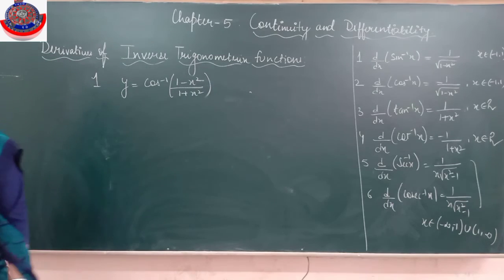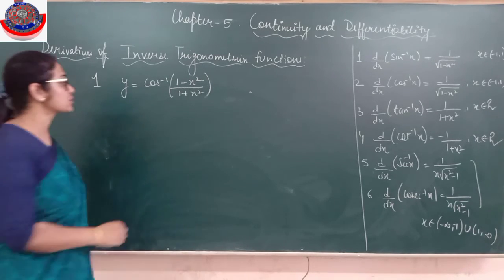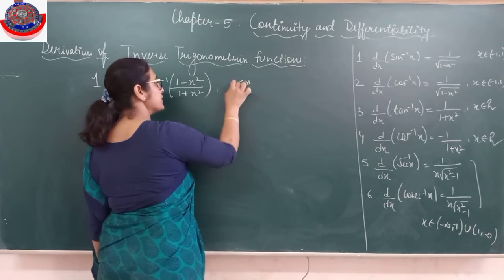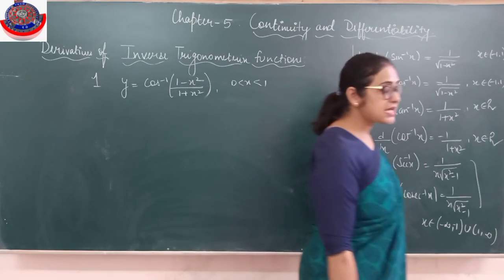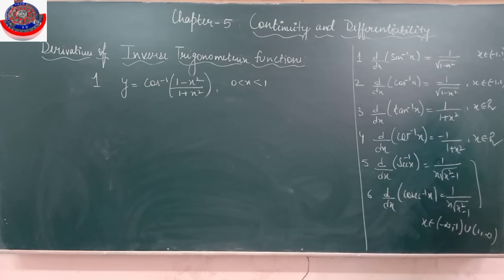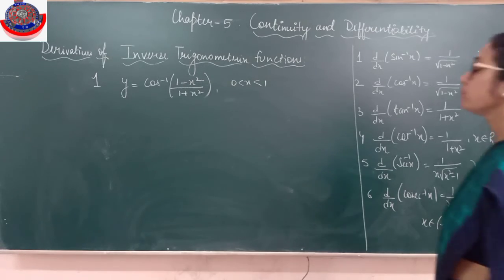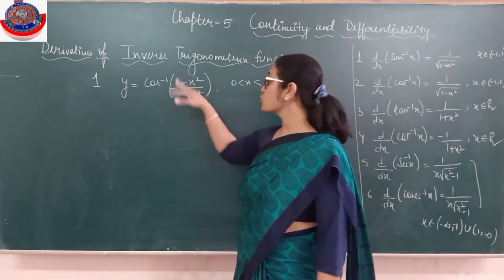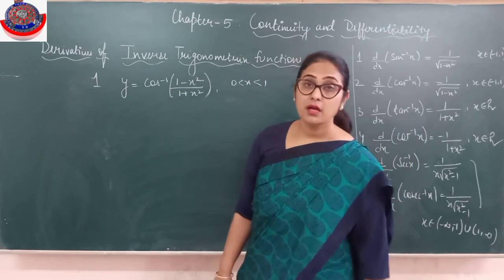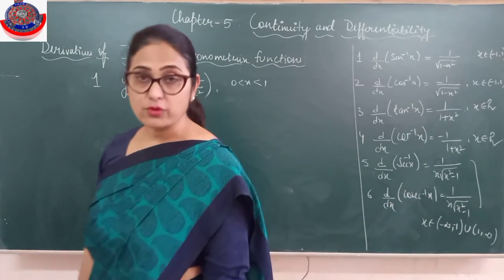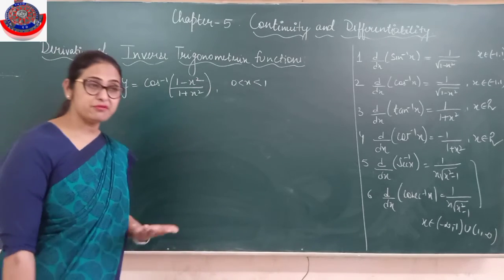y is equal to cos inverse of 1 minus x square upon 1 plus x square, where x is between 0 and 1. Now see, I have the differentiation of cos inverse x. I know that it is -1 upon under root 1 minus x square. But applying this to the whole expression as x in this question would be very big. You may not be able to solve the calculations even. You may not be able to simplify it.